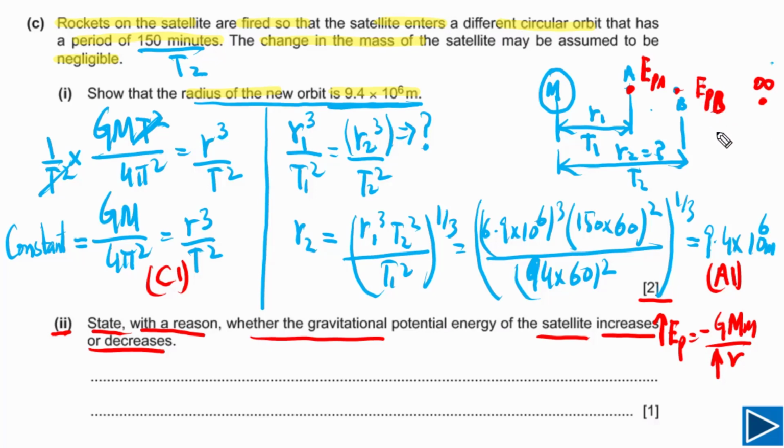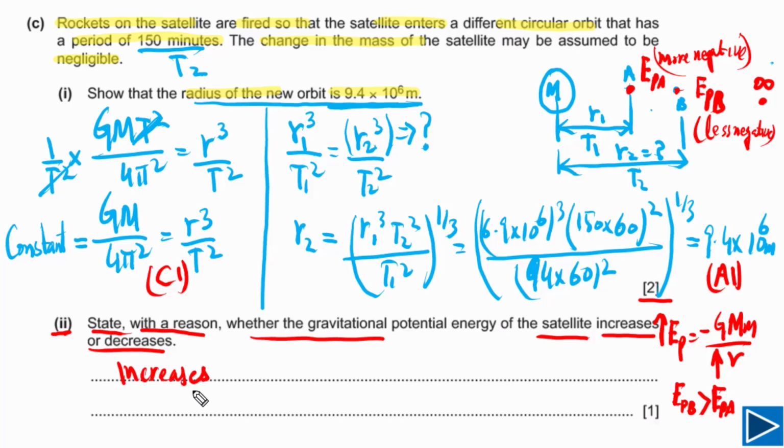If we look at EPB, this is less negative. This is less negative value as compared with EPA. This is more negative. So we can simply write down this one is more negative. It simply means that EPB, the gravitational potential energy of the satellite at B, is greater than gravitational potential energy of the satellite at A. Because R is greater, it means gravitational potential energy is less negative. So that's the reason. First thing you need to write down increases. We can simply write down gravitational potential energy increases.